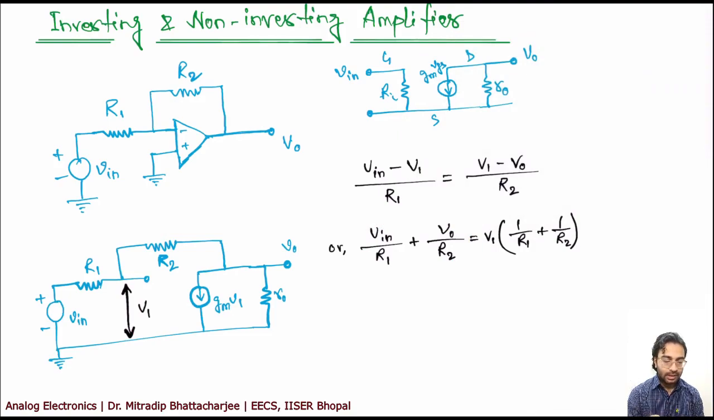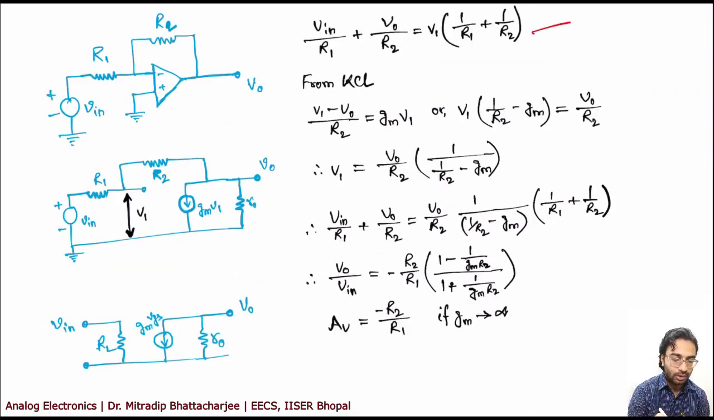Okay. You will find this is the case. So this is what we got just now: Vin by R1 plus V0 by R2 equals V1 into 1 by R1 plus 1 by R2. Now apply KCL. Currently let us say R0 is very high, so we can neglect this term. You can keep it as well, but the calculation will become a little complicated. Just to make life simpler, neglect this one.